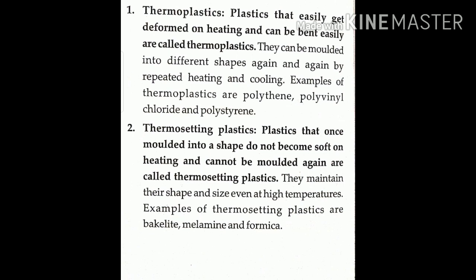Now let's talk about the second type of plastics, that is thermosetting plastics. These are those types of plastics that, once molded into any shape, do not become soft on heating, and therefore cannot be molded again. These types of plastics maintain their shape and size even at high temperature. Some common examples of thermosetting plastics are bakelite, melamine, and formica.